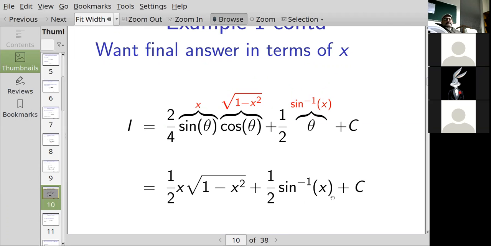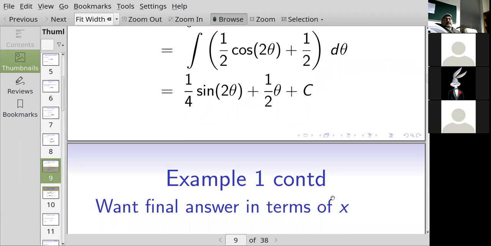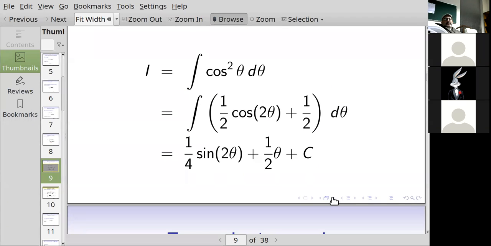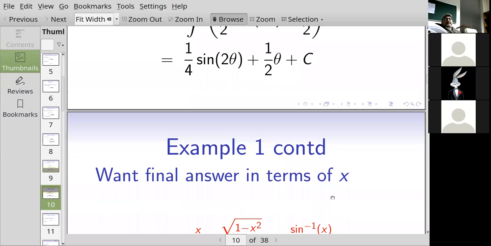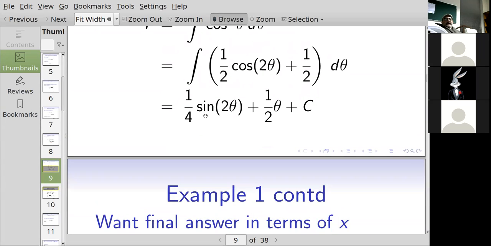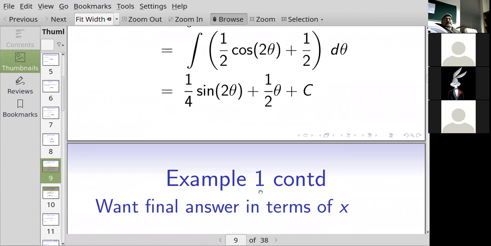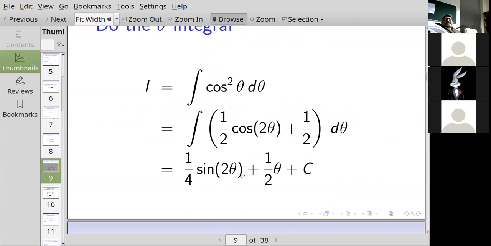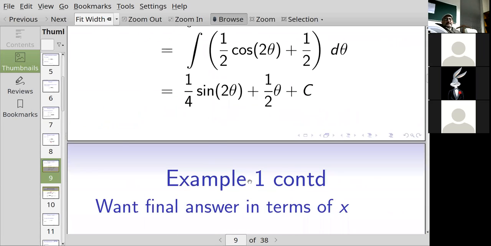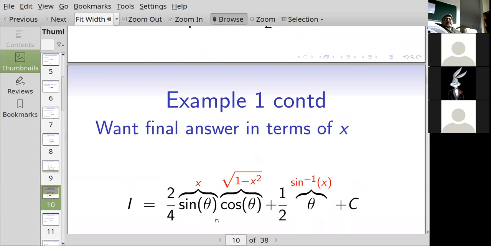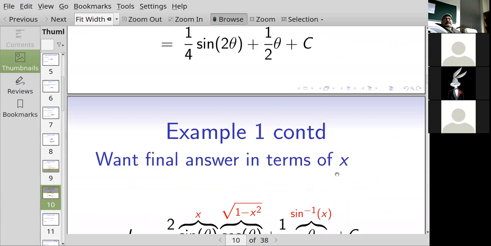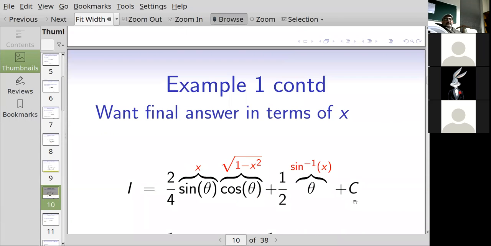Sir, then what about the next step, sir? What about the next, and how do we convert it into x? Okay, so sine of 2 theta is twice sine theta cos theta. So 1/4 sine of 2 theta is the same as 1/4 times twice sine theta cos theta. So that's 2/4 sine of theta cos of theta plus 1/2 theta, which I leave alone, and plus c I leave alone. Okay?